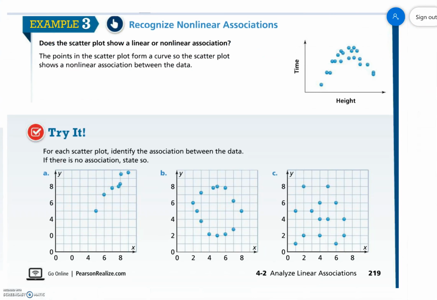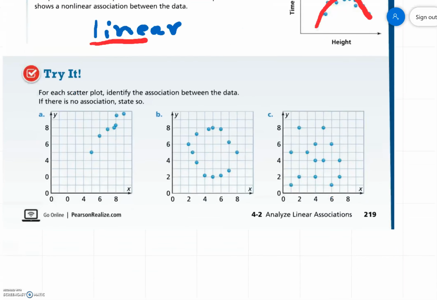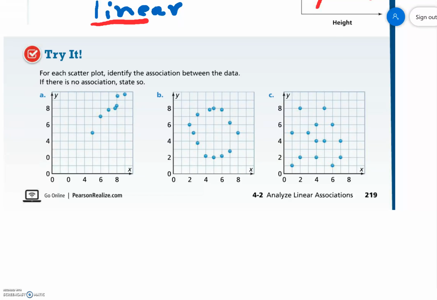Example 3. Recognizing nonlinear associations. It says, does the scatter plot show a linear or nonlinear association? Well, the word linear literally has the word line in it. So a linear association has a straight line. A nonlinear would be curved. So here, this has association. Like, all those dots show a trend, but it's not a straight line. So that's going to be nonlinear. Let's try it. For each scatter plot, identify the association between the data.